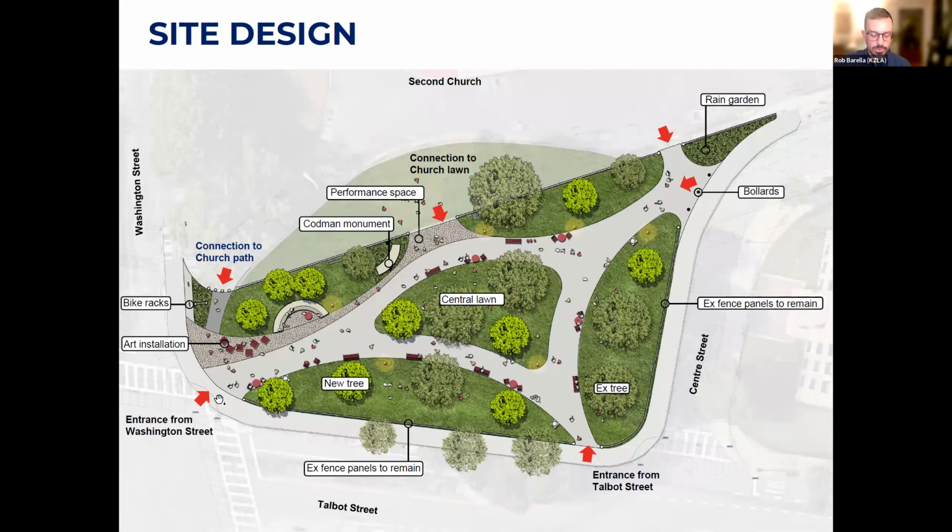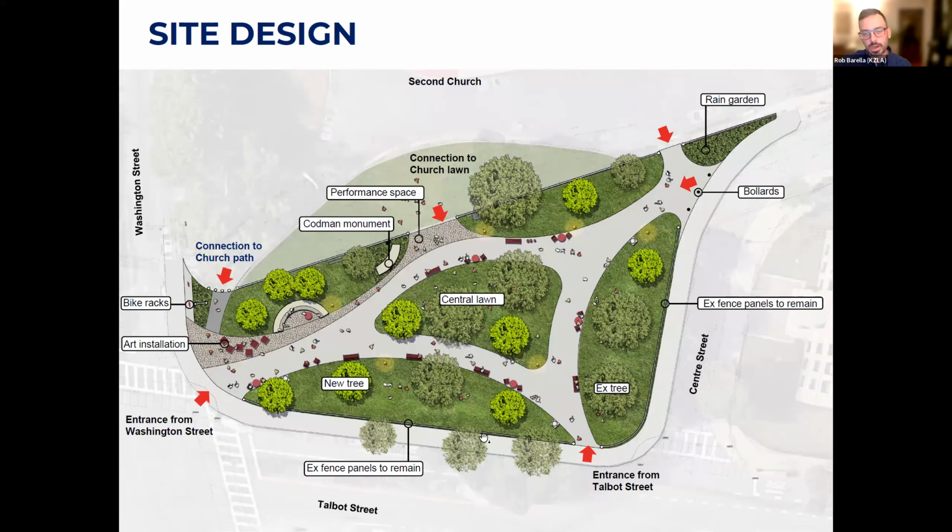The first thing that you'll notice on this screen are these red arrows that are in bold. So the first thing that we're starting to think about is, how do you get into the park? How do you want to walk through the park? And how is this park connected to the surrounding context in the neighborhood? These arrows start at the bottom left. This is working from Washington Street at the entrance here that is currently at the crosswalk.